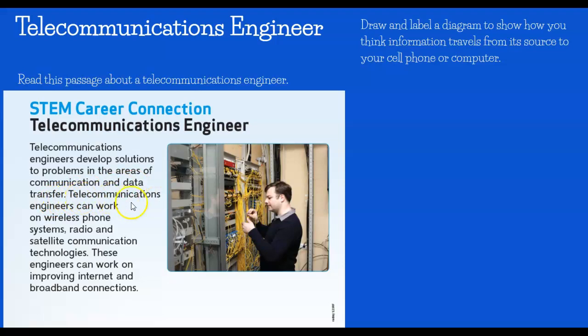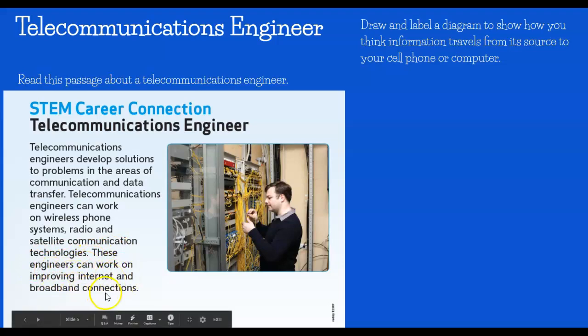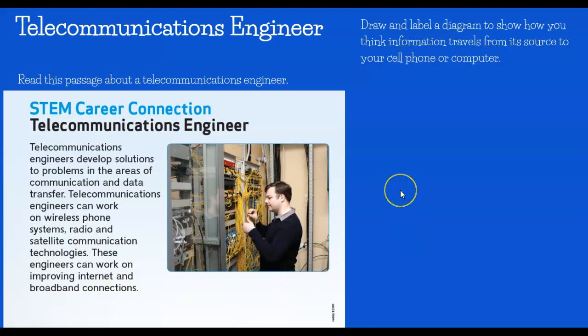Telecommunications engineers can work on wireless phone systems, radio, and satellite communication technologies. These engineers can work on improving internet and broadband connections. So, in your spiral notebook, you're going to answer this question. It says, draw and label a diagram to show how you think information travels from its source to your cell phone or computer.